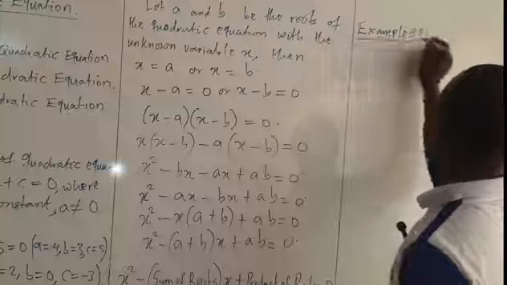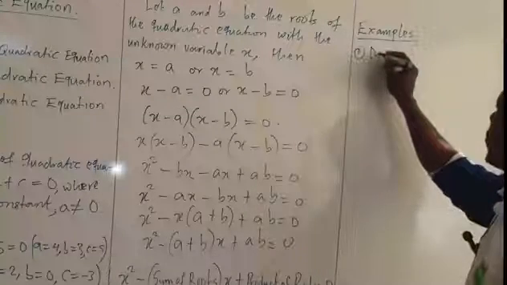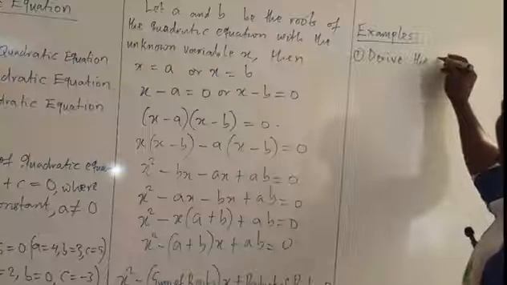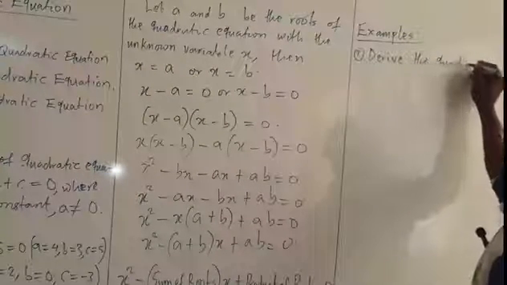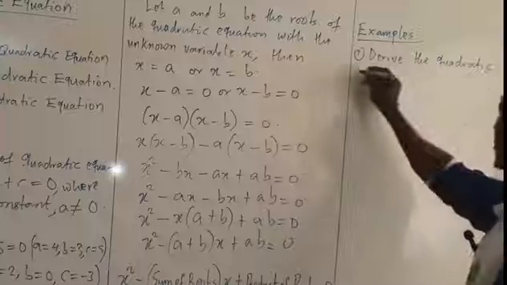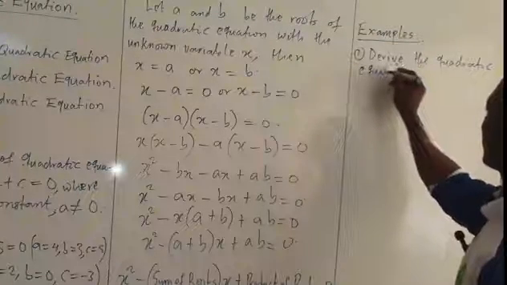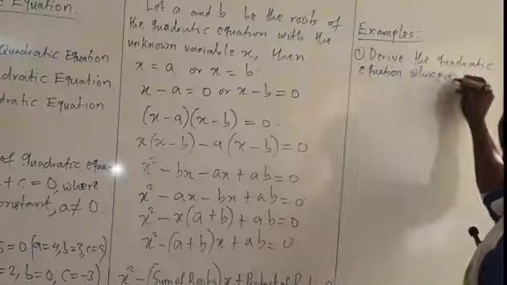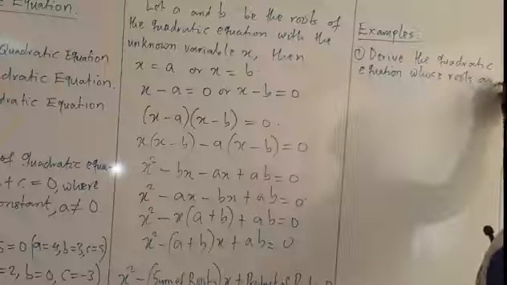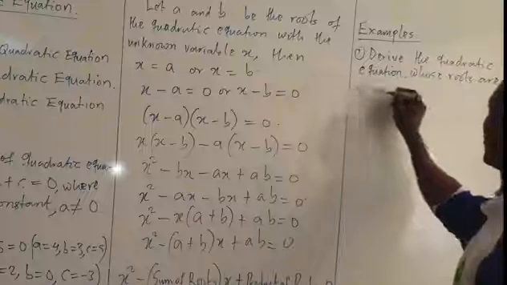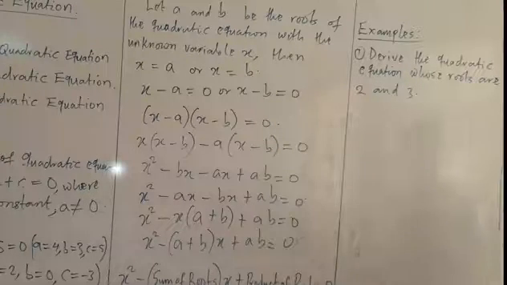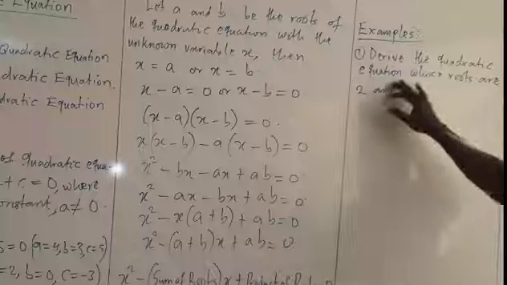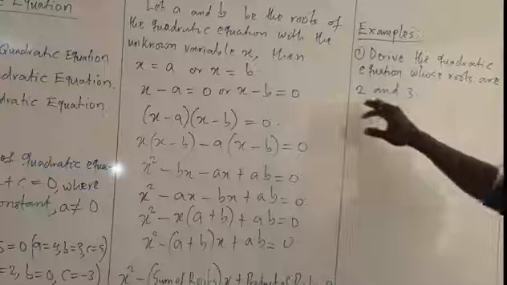Example 1. Derive the quadratic equation whose roots are 2 and 3. So this is the first example. So the question says, derive the quadratic equation whose roots are 2 and 3.